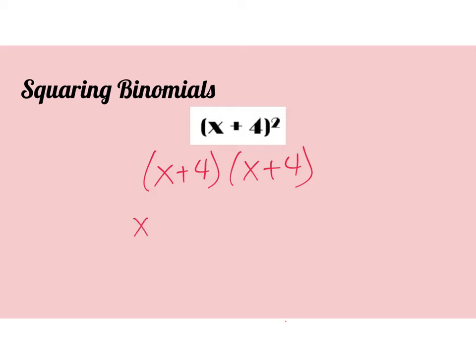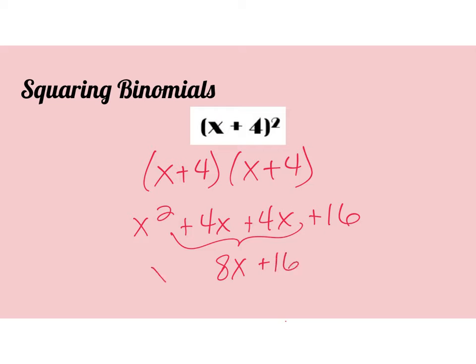X times x, x squared. X times 4 is plus 4x. In the middle, the inner ones, we have plus 4x. And then last, we have plus 16. So when we go to combine these two terms, we end up with 8x as our middle term.